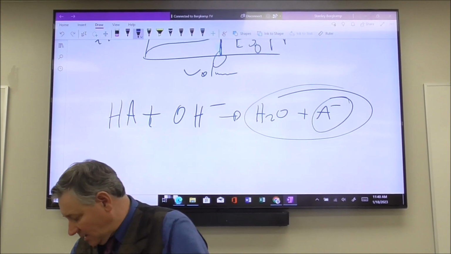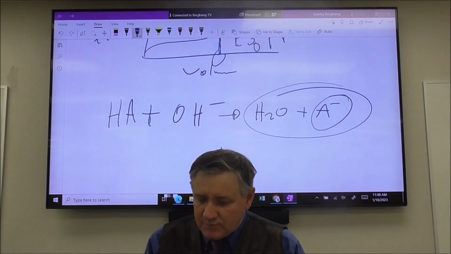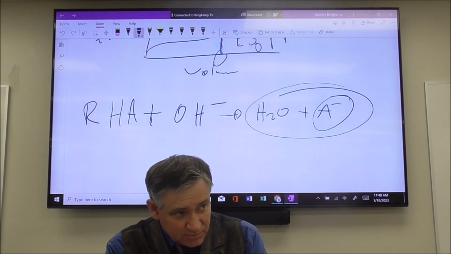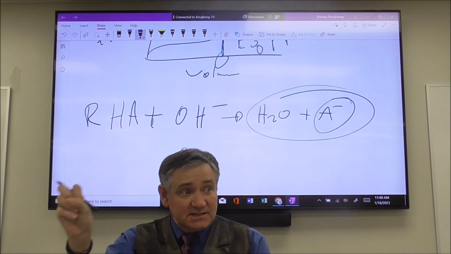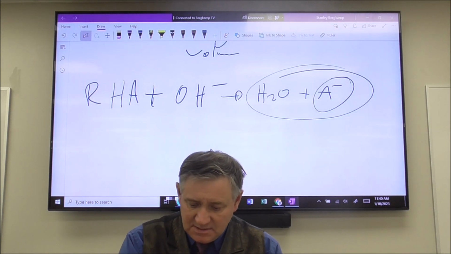First off, there's a difference in how you write your net ionic equation. On your reaction in this situation, because it's a weak acid, I'm going to write it in the molecular form, because that's how it's existing. So basically, what's happening is this.